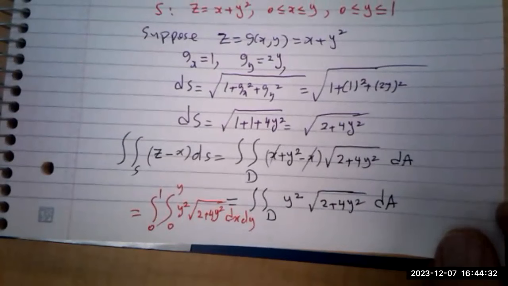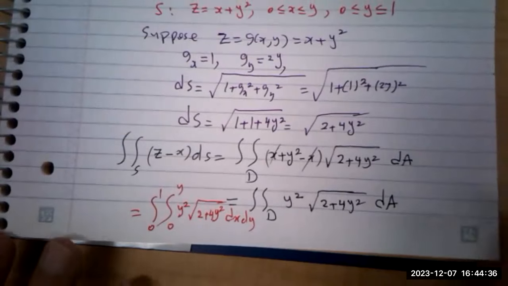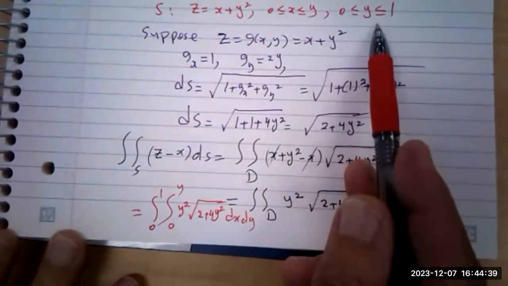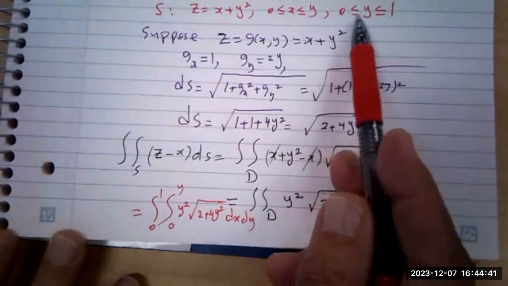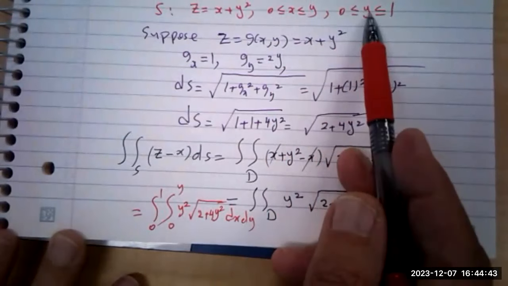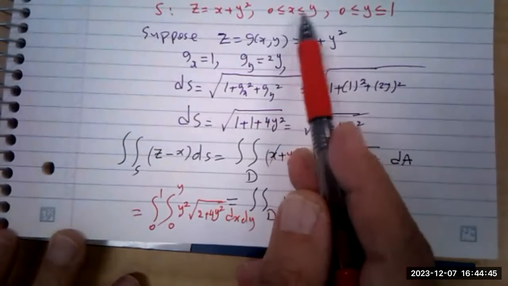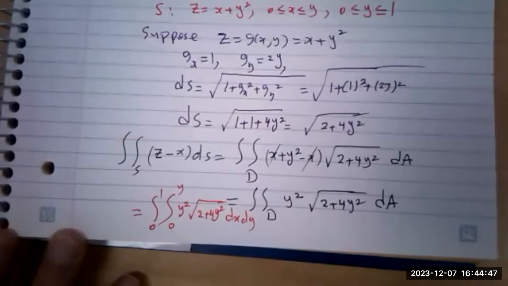Can you explain which one goes first, which one is constant? You see, when you get the double integral, this is your region. So this is a constant that goes at the end, because x depends on the y. So at the end, you must get the number. So that's why you get 0, 1.